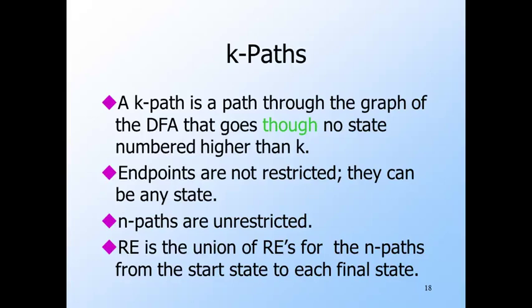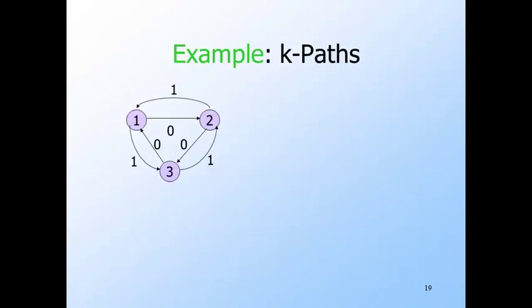Notice that an n path represents no restriction on paths at all, since there are no states whose names are higher than n. To get a regular expression for the language of the DFA, we take the union of the expressions for the n paths that describe how you get from the start state to each of the final states. For example, here's a little automaton.